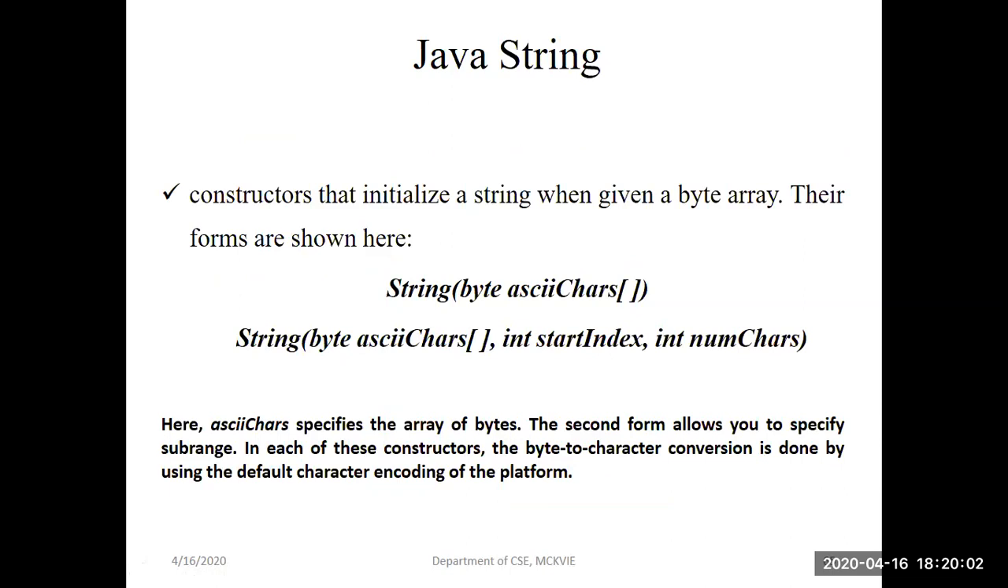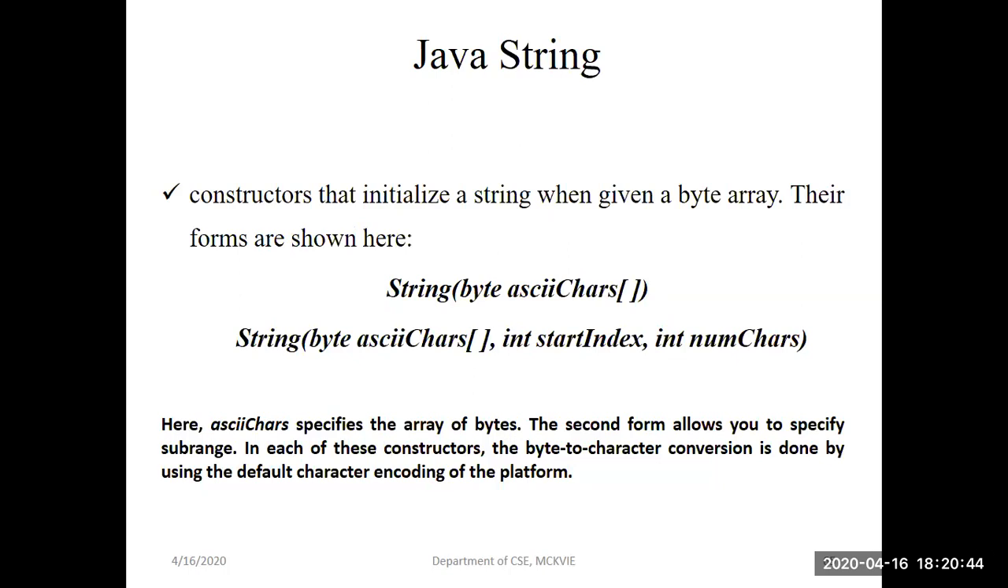Next variation. Here we are giving two variations, not one. One is String(byte asciiChars[]), and the second one is String(byte asciiChars[], int startIndex, int numChars). These two are a bit similar to the previously discussed constructors, but instead of a character array, here we pass a byte array. Suppose you pass an array of data type byte, and the values of this array are the ASCII values of characters, like 65, 66, 67, 68.